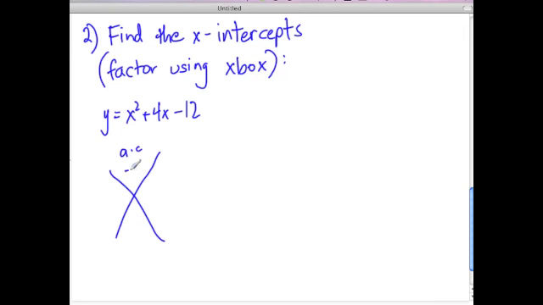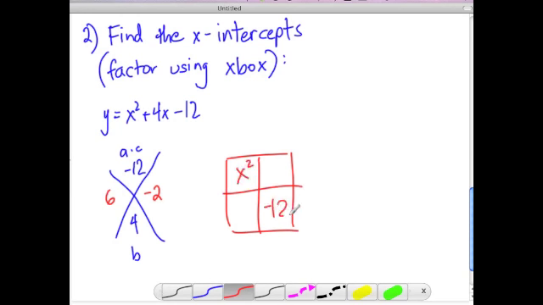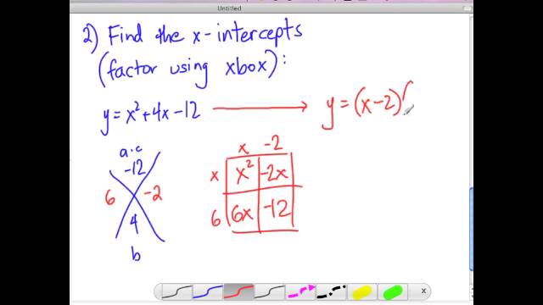So in the top of the x goes a times c, so 1 times negative 12 is negative 12. And in the bottom goes b, and b is 4. And 6 times negative 2 equals negative 12, and 6 minus 2 equals 4. So I'm going to take those values and fill in the box. So y equals x squared plus 4x minus 12 is the same as y equals x minus 2 times x plus 6.